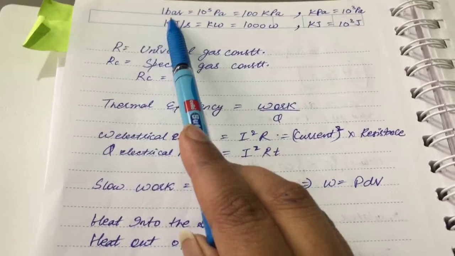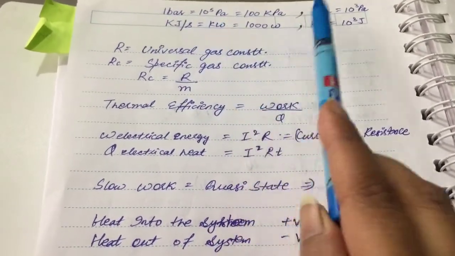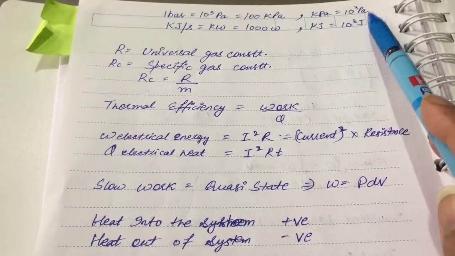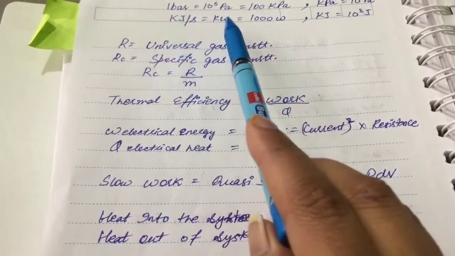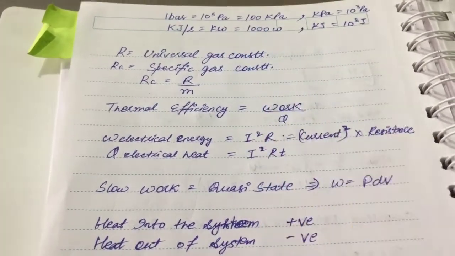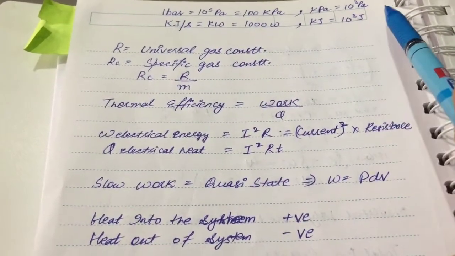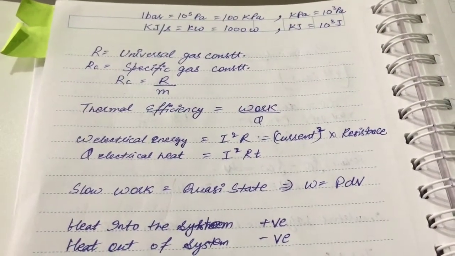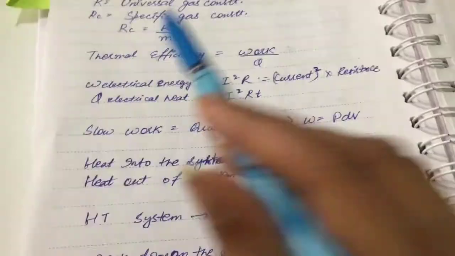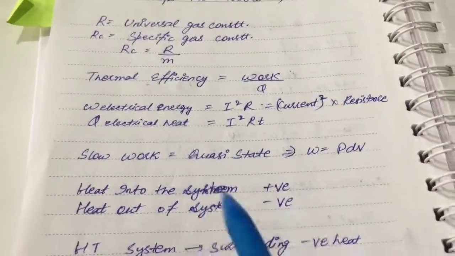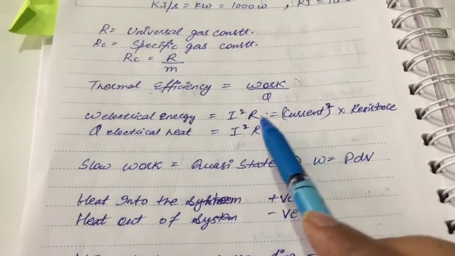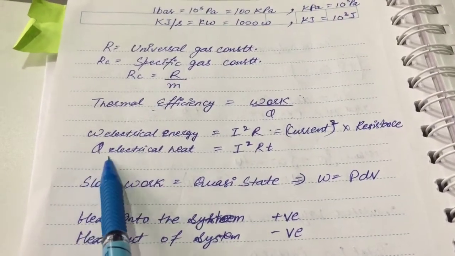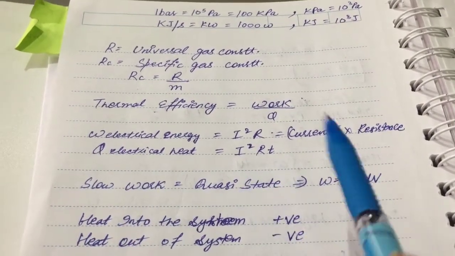These are a few conversion units. 1 bar is equal to 10 to the power 5 Pascal, which is 100 kilopascal, and kilopascal is equal to 10 to the power 3 Pascal. Kilojoule per second is kilowatt, which is equal to 1000 watt, and kilojoule is equal to 10 to the power 3 joules. These are a few conversion units which are going to become handy in question solving. So thermal efficiency is work by Q. Then work done by electrical energy is I square R t, which is current square into resistance into time, and Q of electrical heat is also I square R t.